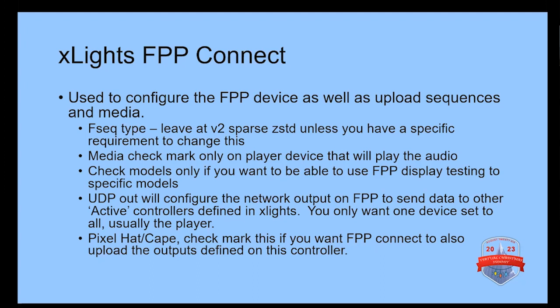There's a column for UDP out, and that option is what's going to configure the network output on FPP to be able to send the show data to other actively defined controllers in xLights. So in a little demo here, I have that Matos Designs Dragon controller. I will use that UDP out option here in a minute in order to configure FPP to output the show data to that Dragon controller.